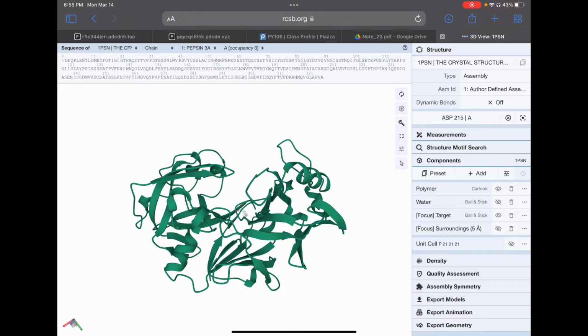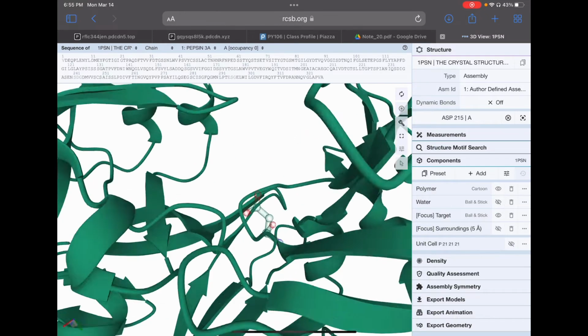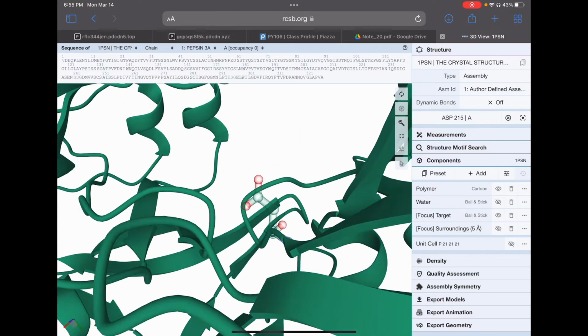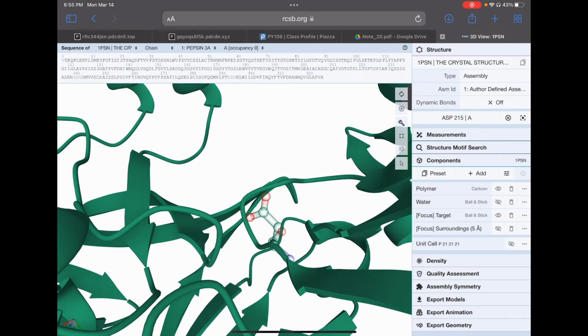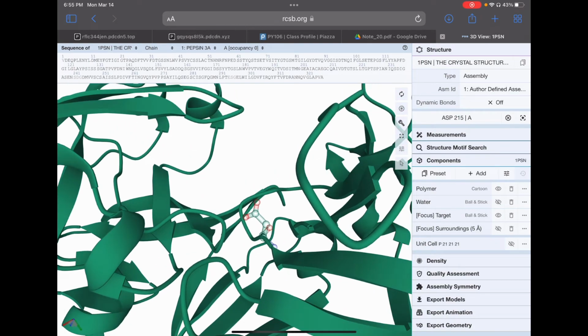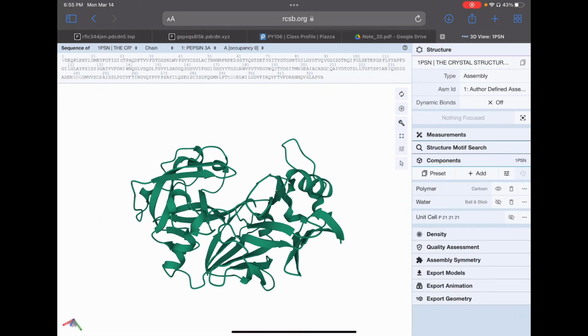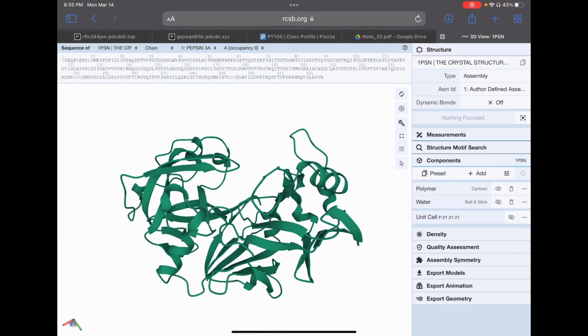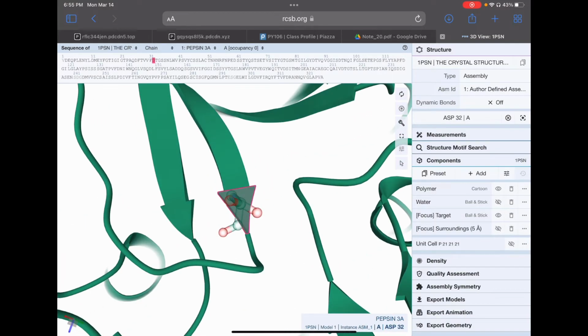The active site of the acid proteases rely on two acidic aspartate amino acids, which activate a water molecule and use it to cleave protein chains. One of them is shown here in the active site, and the other one is shown here.